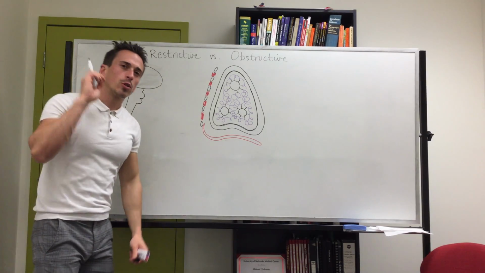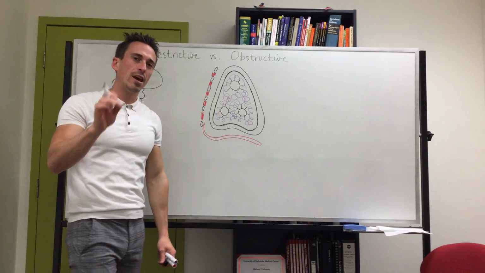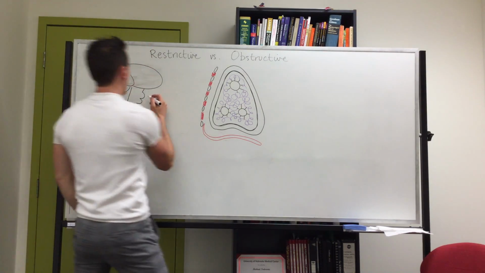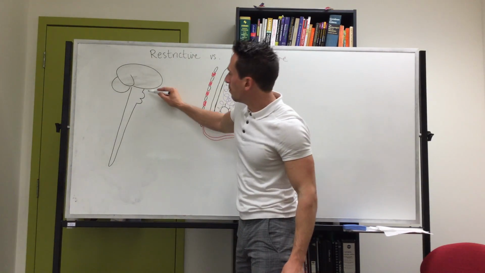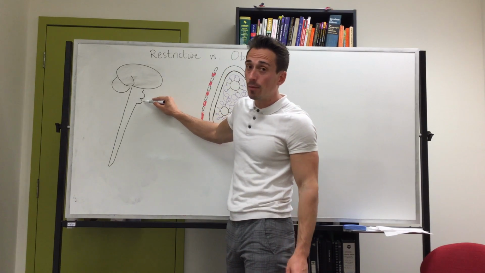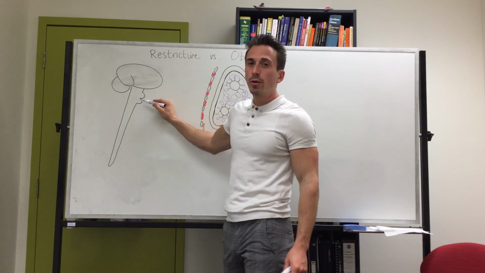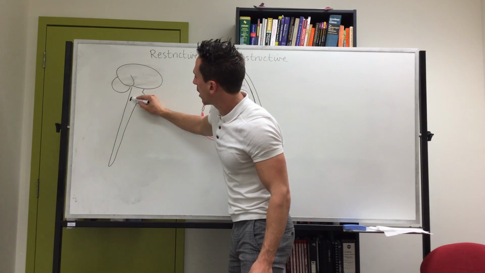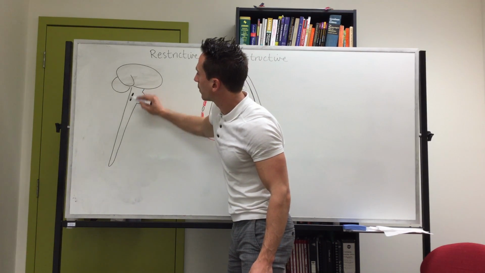Now, when it comes to respiration, the most important area of the central nervous system is the brainstem. So remember, you have the midbrain, the pons, and the medulla, which make up the brainstem. The respiratory center is made up of the medulla and the pons.